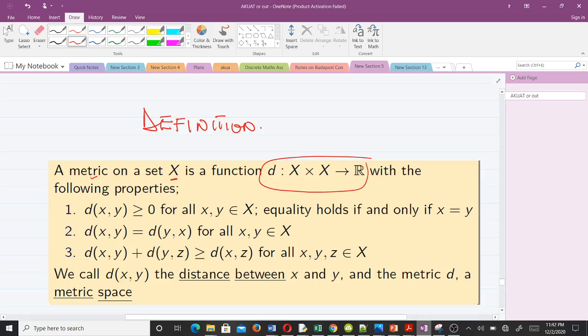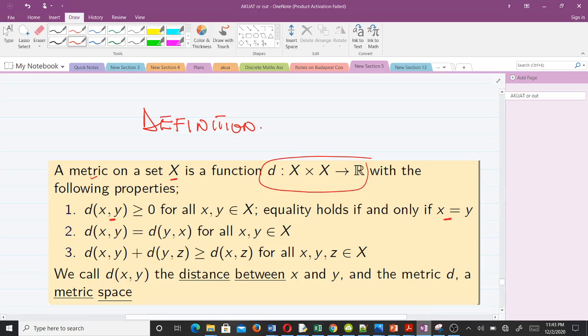We have three properties which always have to be satisfied. The first one says that the distance between x and y is greater than or equal to 0 for all x and y in big X, and equality holds if and only if x is equal to y. What this means is that when you're measuring the distance between 2 points, there is no way you can get a negative distance. Distance is always positive, which is the reason why it is always greater than or equal to 0.